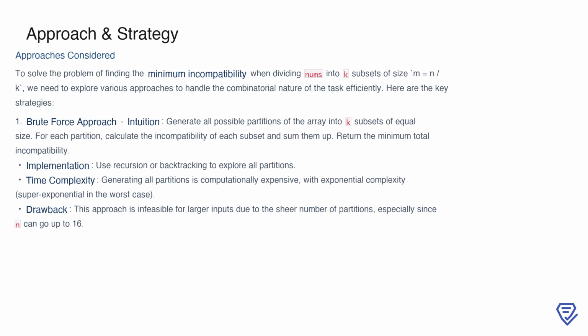To solve the problem of determining the minimum incompatibility when dividing an array into subsets, we first considered the brute force approach. The intuition here is straightforward: generate all possible partitions of the array into subsets of equal size, calculate the incompatibility for each subset, sum them up, and return the minimum total incompatibility. While conceptually simple, the implementation relies on recursion or backtracking to explore all possible partitions. However, this method quickly becomes computationally prohibitive.